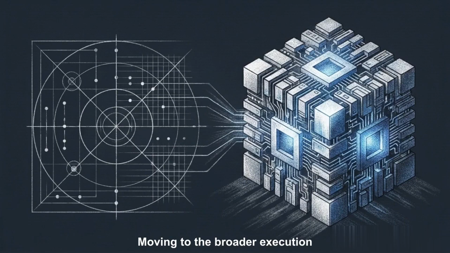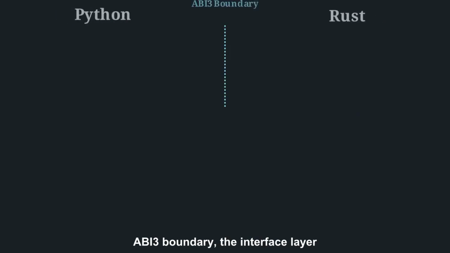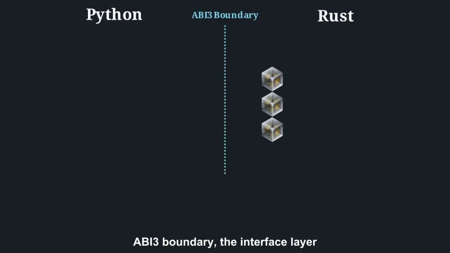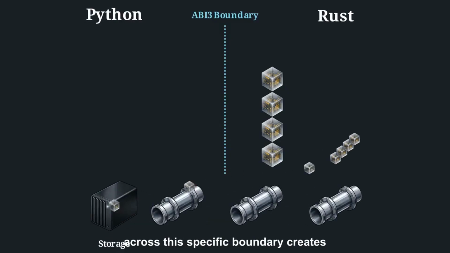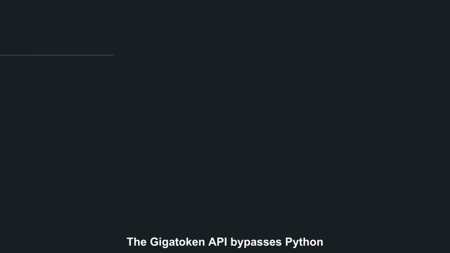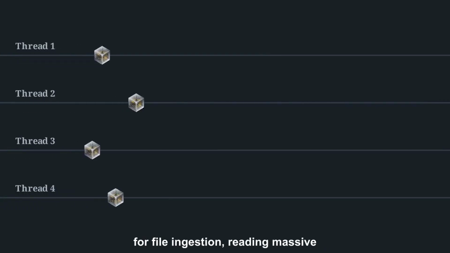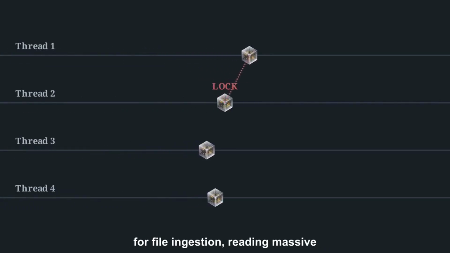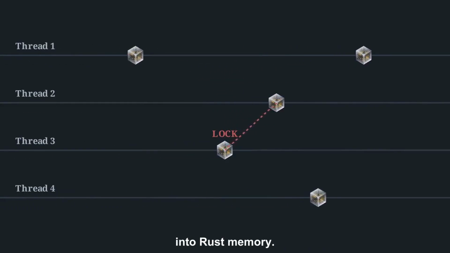Moving to the broader execution environment, while machine learning pipelines are orchestrated in Python, the heavy lifting occurs in Rust. These zones meet at the ABI3 boundary, the interface layer where data structures must be translated between Python and Rust. Passing millions of individual strings across this specific boundary creates invisible pipeline friction that throttles standard tokenizers. The GigaToken API bypasses Python for file ingestion, reading massive text files direct from storage into Rust memory.